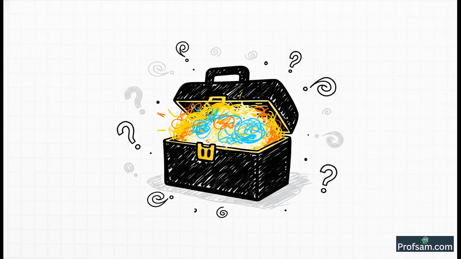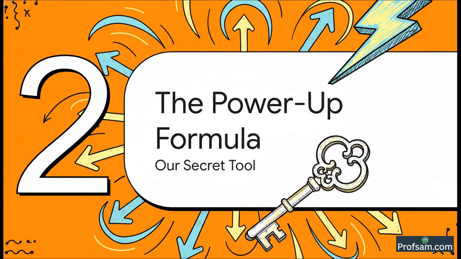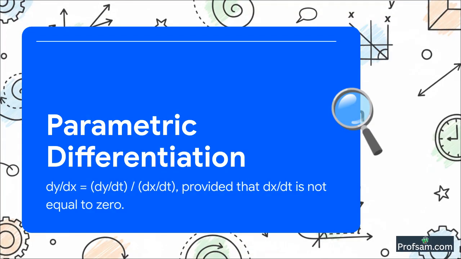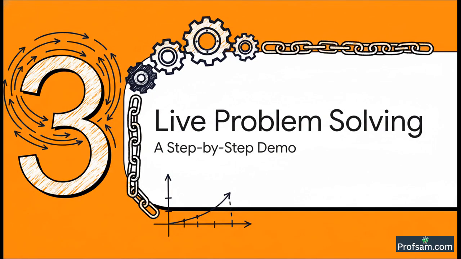Now, there's a special formula for this. It's kind of like a secret tool. And I promise you, it looks way scarier than it actually is. It's super, super simple. So let's check out this secret tool, our parametric power-up formula. This is the key that unlocks all these problems. And here it is. That's it. To get dy dx, all you have to do is find the derivative of y with respect to t, then find the derivative of x with respect to t, and then you just divide the first result by the second one. It's that straightforward.